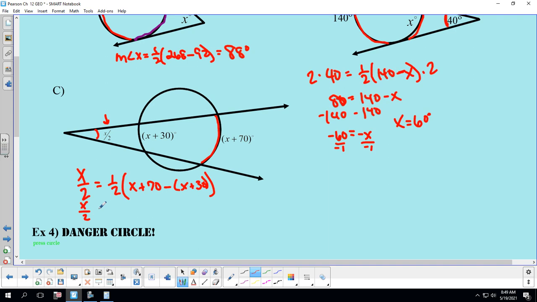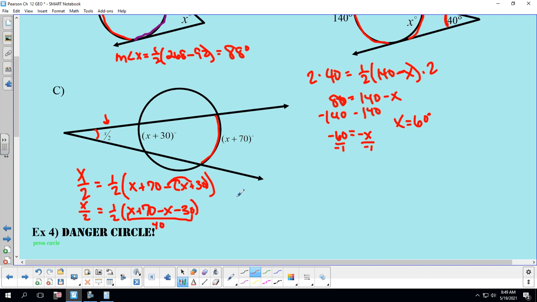We got x over 2 equals 1/2. This still gets to be x plus 70. But then this minus is distributed to each piece here. So it's minus x minus 30. Okay, so let's simplify this. X minus x is 0. 70 minus 30 is 40. So this becomes 40. Well, that was convenient.